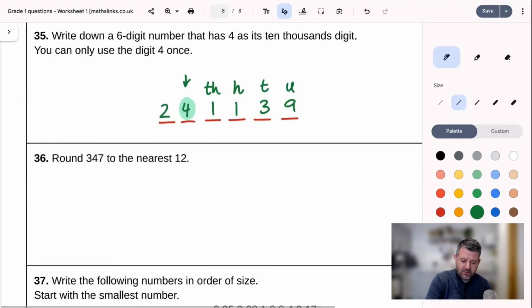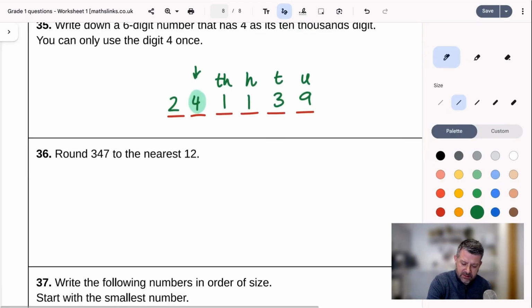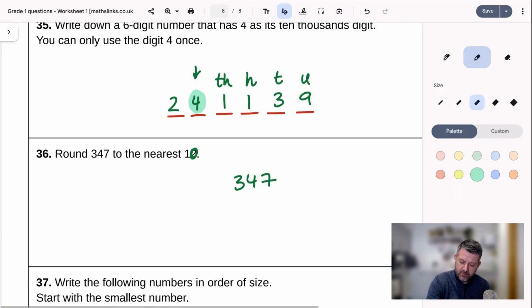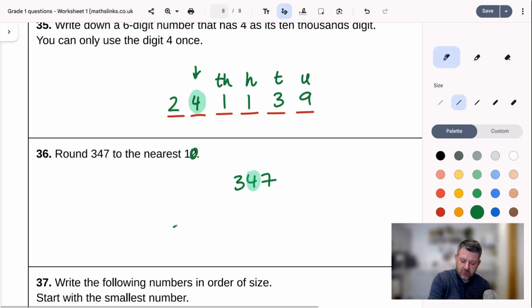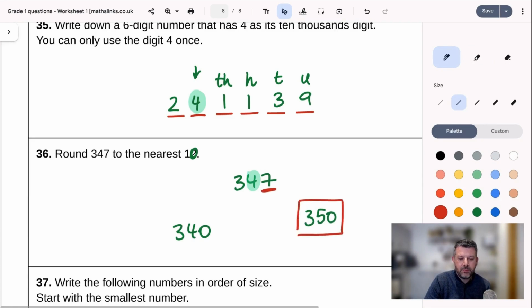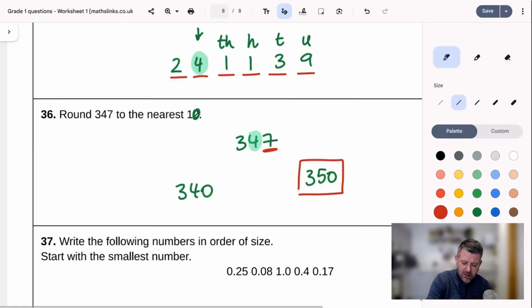And then round 347 to the nearest 12. Well, that should be 10. Doesn't make sense to round to the nearest 12. I'm going to go back and change that on the actual worksheet. So to the nearest 10, the tens column is the one the 4 is in. So we're either going to 340 or 350. It's the 7 that's going to decide for us. The 7 means we round up, because it is bigger than 5. 5 or bigger, we round up. It's only 3 away from 350. It's 7 away from 340. So we're going to round it up there.